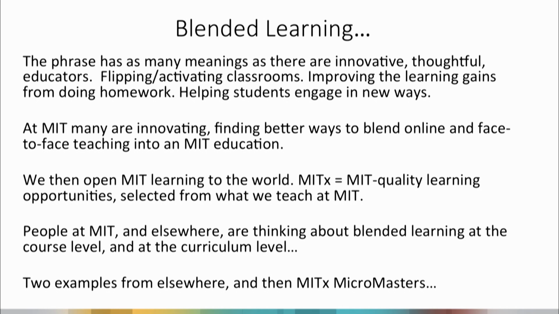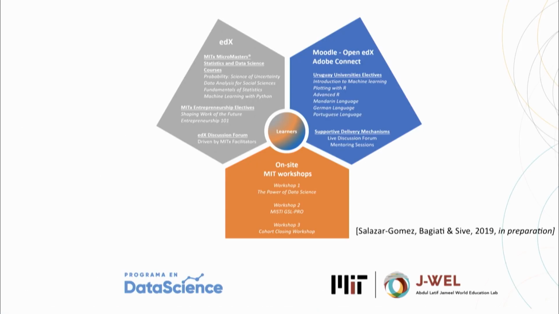So people at MIT and elsewhere are thinking about blended learning, not just at the course-by-course level or the problem-set-by-problem-set level, but at the entire curriculum level. And I'm going to give two examples from elsewhere and then the best example from MIT. So two examples from elsewhere. This is from Uruguay. This slide is not so easy to read, but this is an educational curriculum for a group of 60 students at UTEC, a university in Uruguay. It's called Programa and Data Science. This is their logo. MIT's Jameel World Education Lab is helping them to set this up.